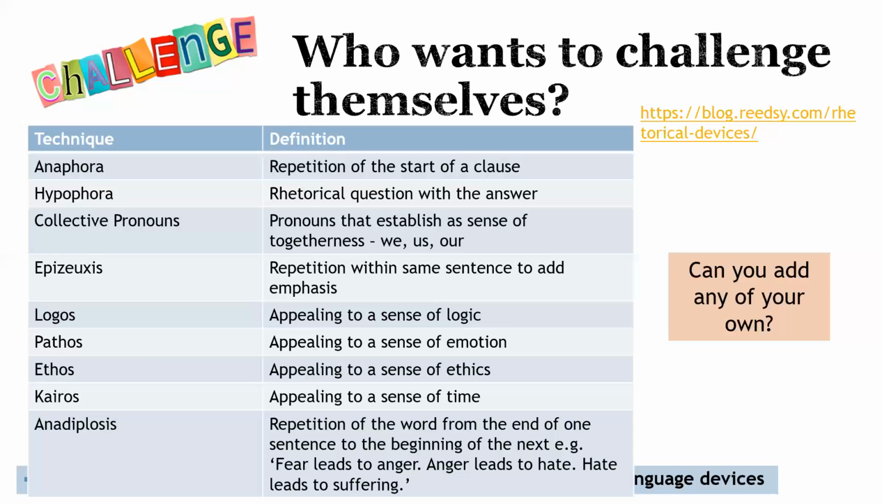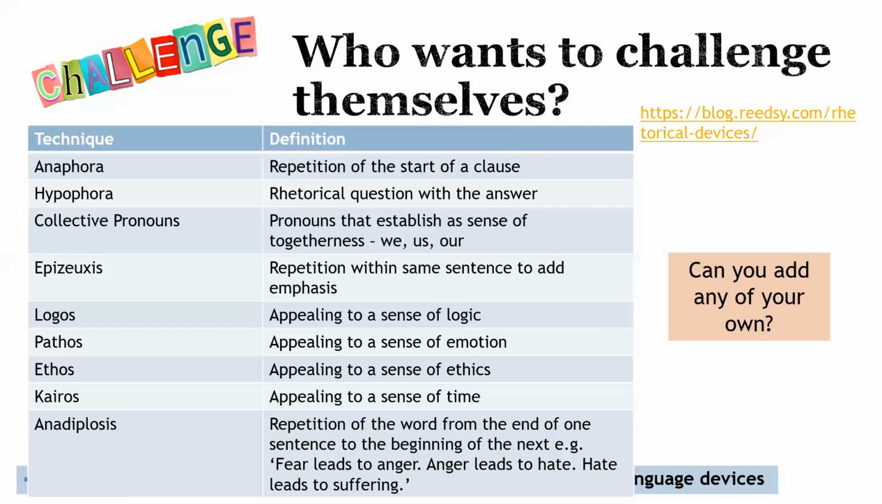Now we have these Greek terms down here, which some of you might be aware of, some not. So logos is basically appealing to people's sense of logic. If something doesn't make sense or isn't logical, you can appeal that to the audience. How does it make sense that we can discriminate against someone about something they can't change? Yeah, that sort of thing.